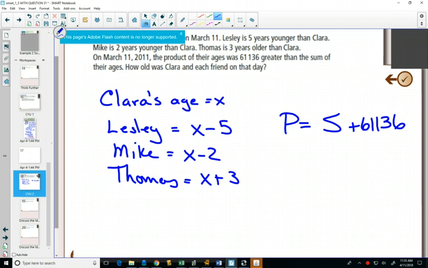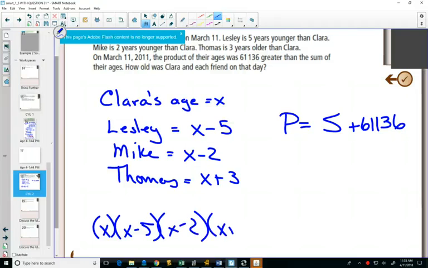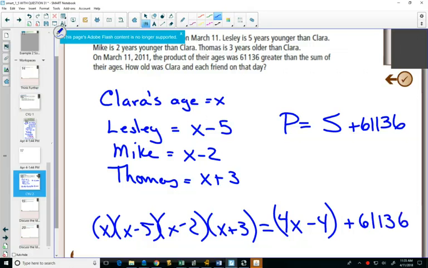And now that we have this general idea of an equation, we can put the algebra in. What is the product? The product is all of their ages multiplied together. Equals, what is their sum? If I add these all up and combine like terms, can you see that I will get 4x minus 7 plus 3 minus 4? That'll be the sum. And then we still, in order to make these equal, have to have this on the other side.